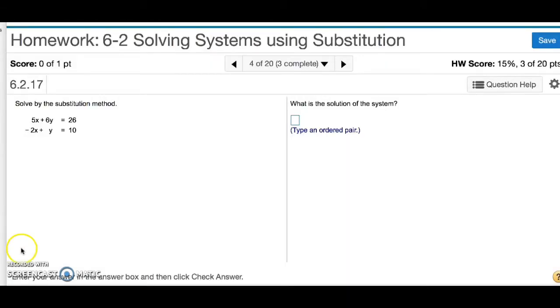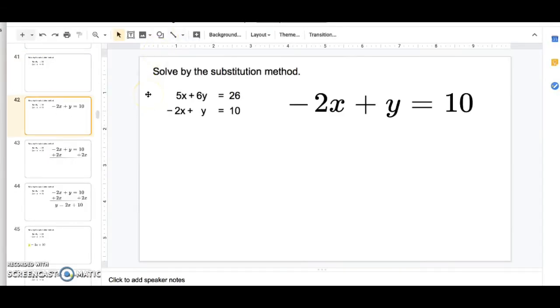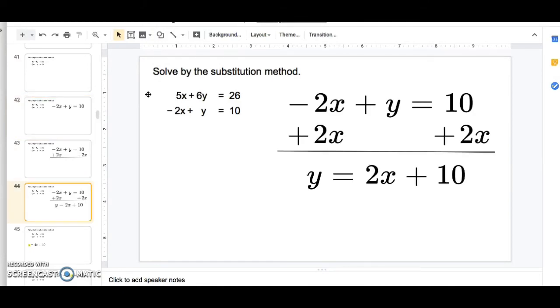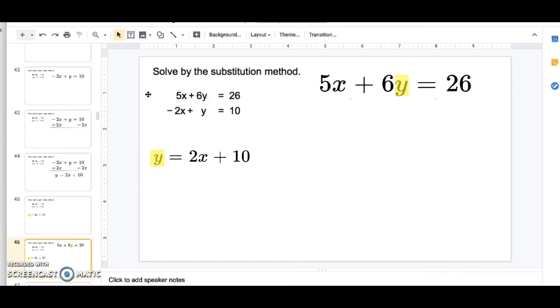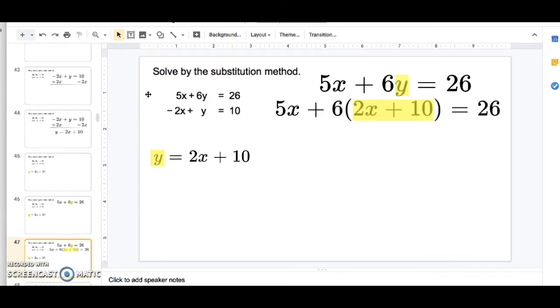Okay, number 4. We are solving by substitution. We see neither one of these are in slope-intercept form, so we have to solve for one of them first. And for me, it looks like the bottom equation will be easier to solve for a letter, which we can solve for y, so let's do that. Okay, so we have negative 2x plus y equals 10. We add 2x to both sides, and we get y equals 2x plus 10. So now what we need to do is take that equation and substitute it in for y in the first one. So we have 5x plus 6, and then in parentheses we have our 2x plus 10 equals 26.